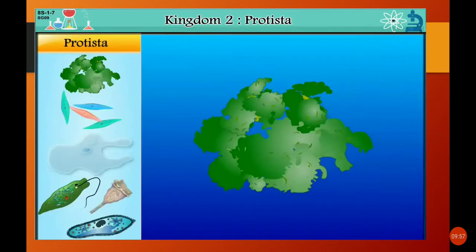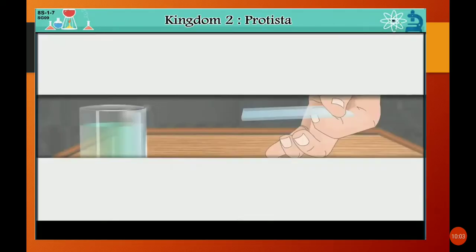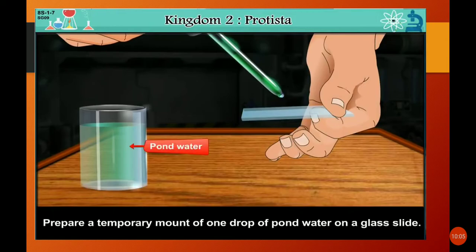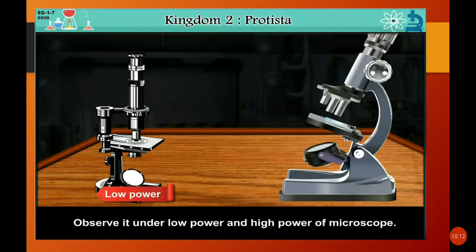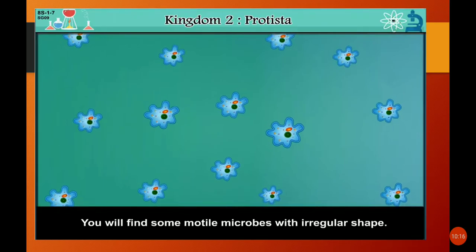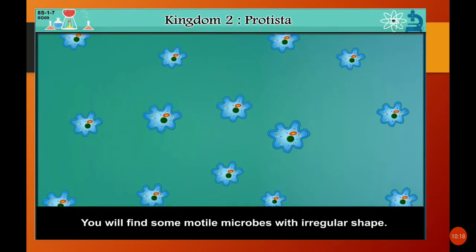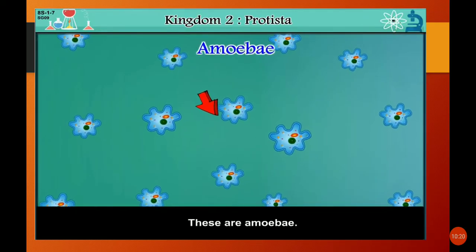Kingdom 2. Protista. Activity: prepare a temporary mount of 1 drop of pond water on a glass slide. Observe it under low power and high power of the microscope. You will find some motile microbes with irregular shape. These are amoebae.